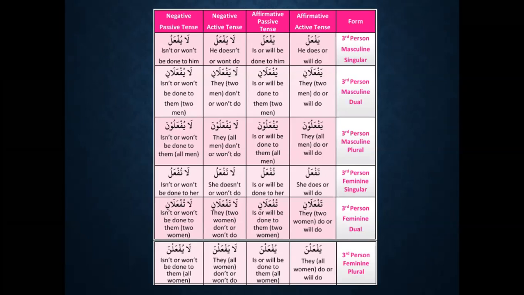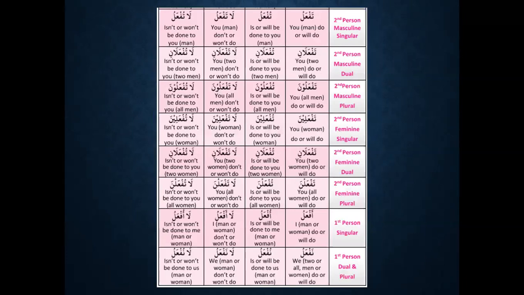The passive voice would be yuf'alu. Yaf'alu becomes yuf'alu. Yuf'alu, yuf'alani, yuf'aluna. Tuf'alu, tuf'alani, yuf'alna. Likewise, we'll carry on. And if you want to make it negative, so la yaf'alu, la yuf'alu. La yaf'alani, la yuf'alani. This is how it would go. Mudari, you just put la to make it no, he shouldn't.